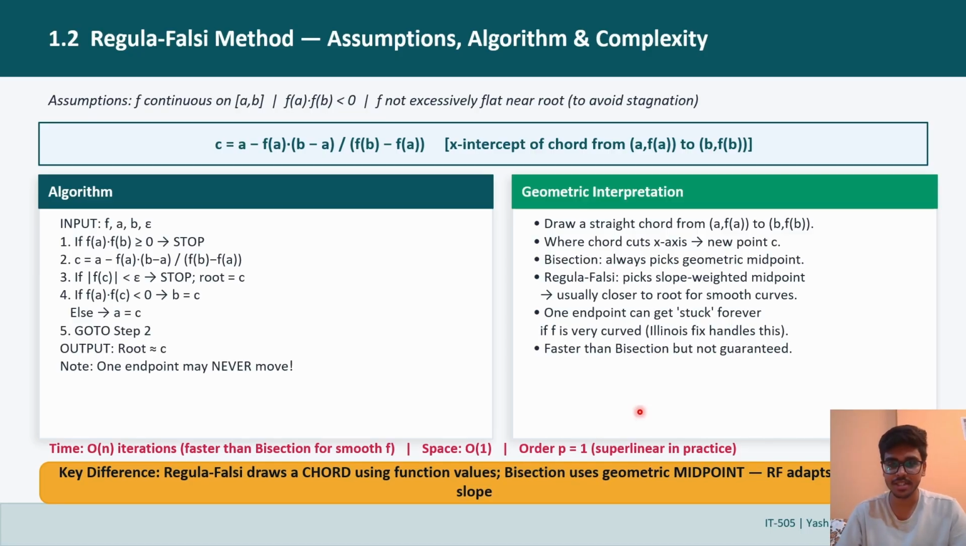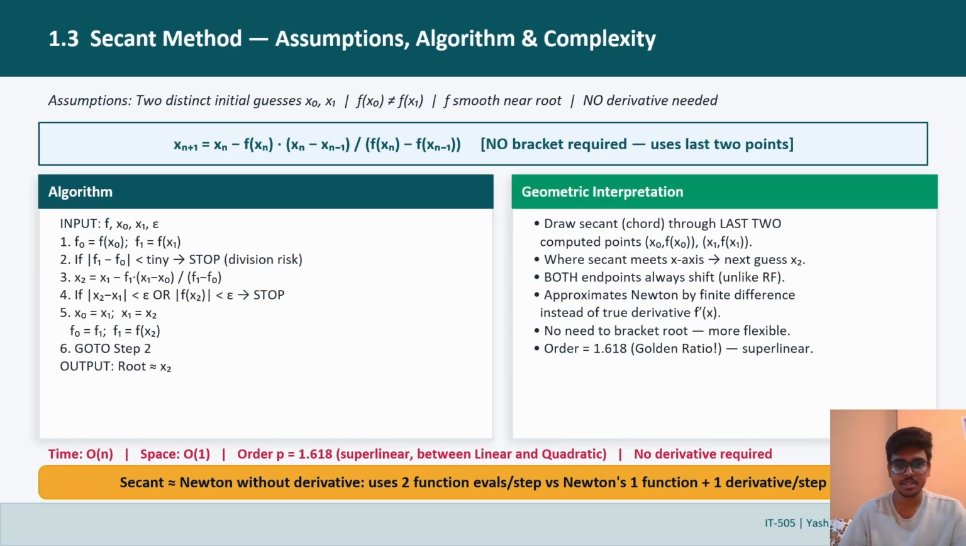Okay, so now moving towards the secant method. In the secant method, we take the following assumptions. We have two distinct initial guesses, x0 and x1. f(x0) is not equal to f(x1), to avoid division by 0. f is smooth near the root. No bracket is required. This method does not need the function to have opposite signs at the two points.